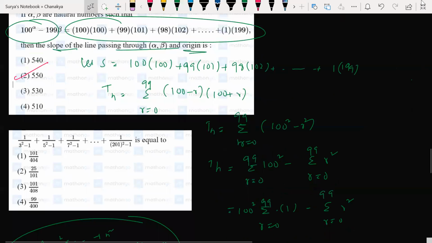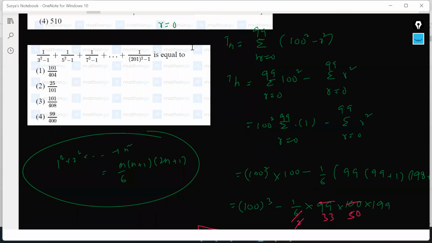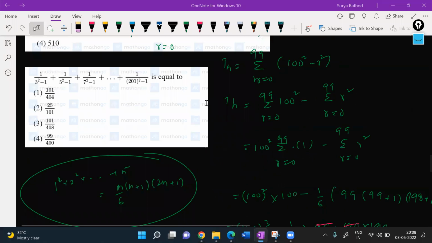Next, solve this question. Solve this. Hope you are solving. Try at least. Try to solve the question. Guys, I'll give a same type of question. I'll give a hint here. Take this question as homework.